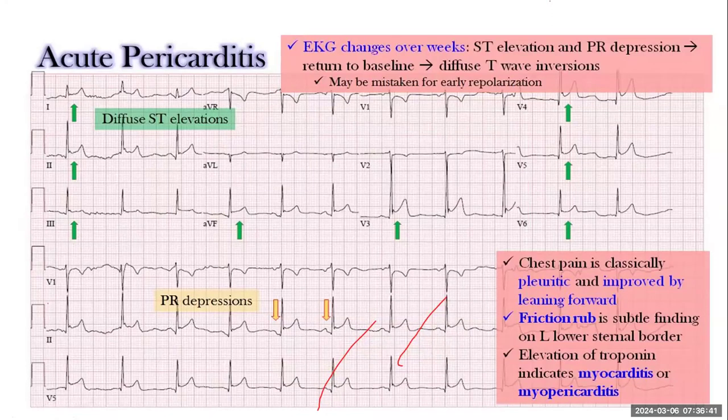Don't watch, though. And the widespread ST segment elevation. It is widespread and not localized to a particular territory on the ECG. Next slide, please.